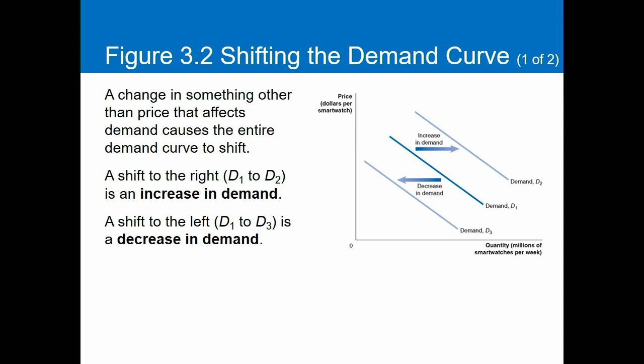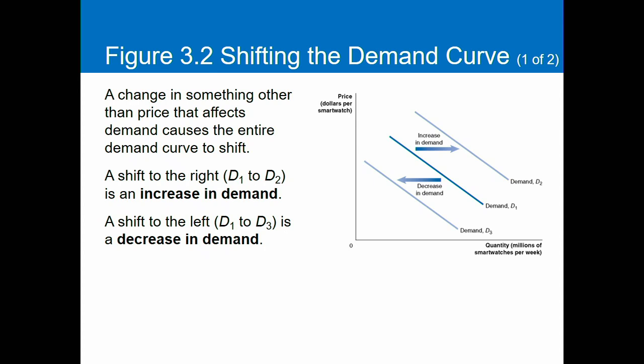All right, so now let's move on to shifts in the demand curve. So if there's a change in price, we're looking at, let's say, this demand curve D1. Normal situation, if there's just a change in price, you're going to move along this. But if there's something other than price that's going to affect demand, that's going to end up shifting the demand curve. So we'll go to the left or to the right.